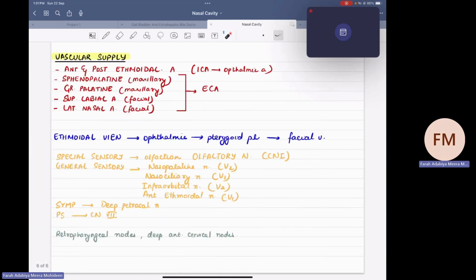Okay, now we'll talk about vascular supply. You have supplies from your internal carotid artery as well as your external carotid artery. From your internal carotid artery comes the ophthalmic artery, and what supplies the nasal cavity is your anterior and posterior ethmoidal arteries, which are branches of your ophthalmic artery. Then the maxillary artery and the facial artery from your external carotid artery also give branches like sphenopalatine, greater palatine, superior labial, and lateral nasal arteries.